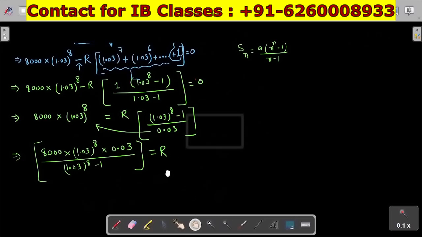So this way we can calculate how much installment we have to pay, right? I hope you are getting this solution. From the calculator, you can calculate these values and check your answer, it will be correct.